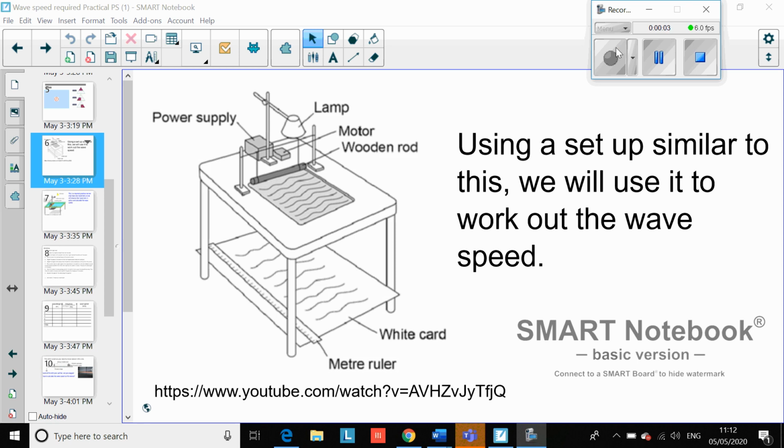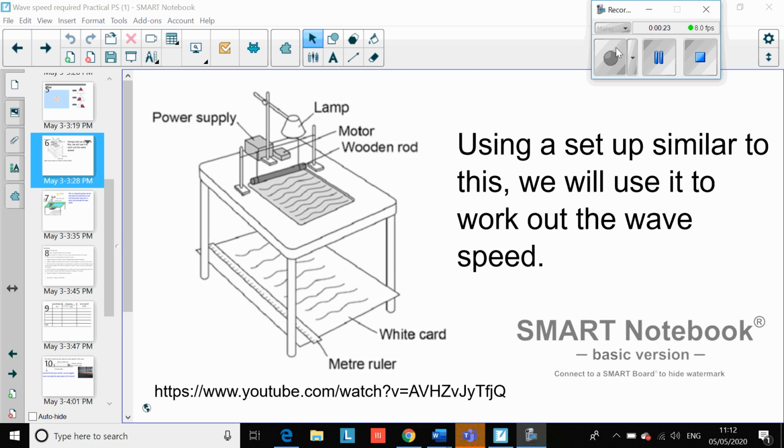Hi, Year 10. So this is the experiment that you will hopefully do as your required practical when we come back to school. It's called the ripple tank experiment. Essentially, it allows you to apply the equation frequency times wavelength equals wave speed, so you can work out the speed of the wave.